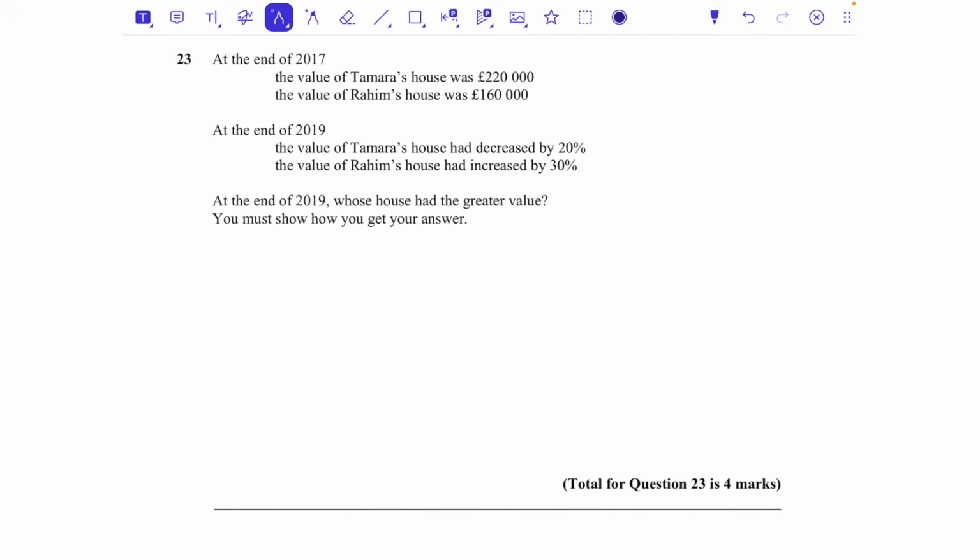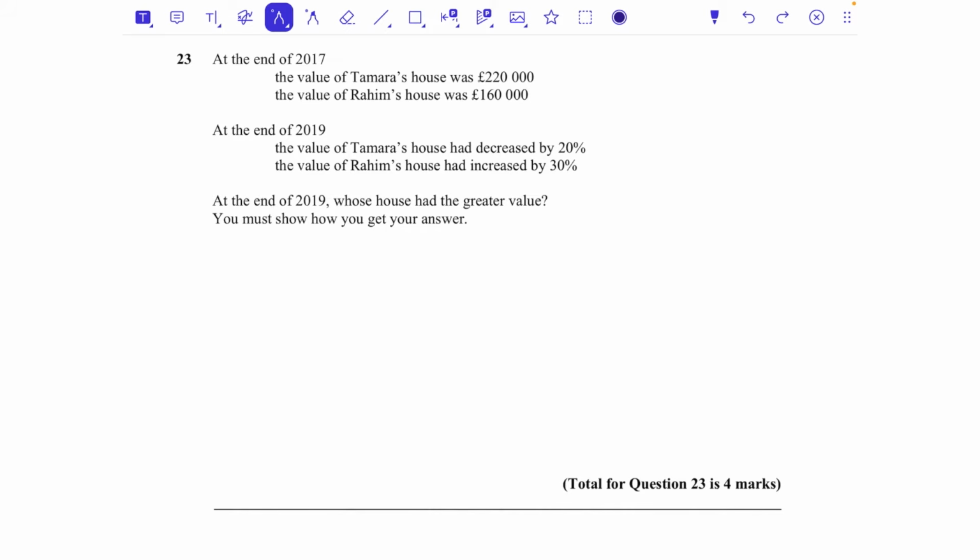So if this was a calculator paper, if I wanted to decrease by 20%, I'd be timesing by 0.8 because I want 80%, so I would just times by 0.8 to get that straight away. And again, with an increase of 30%, because you would want 130%, I'd be timesing by 1.3. But the problem with that is that we don't have a calculator for this paper. This is a non-calculator paper, so we're not going to do it that way. We're just going to find out what 20% is and take it off, and we're going to find out what 30% is and add it on.